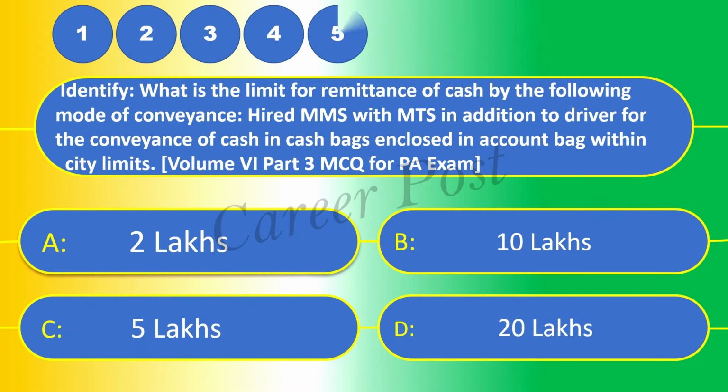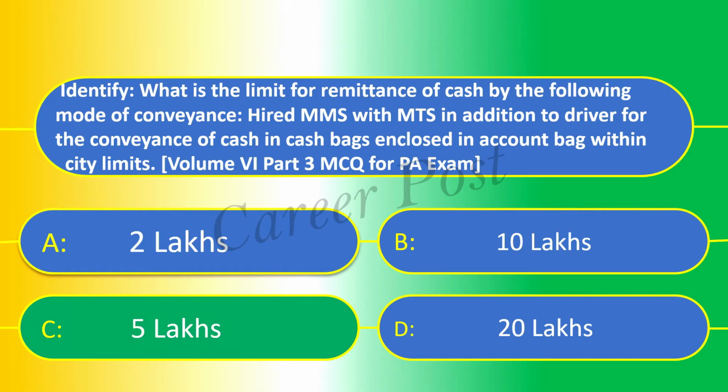Your time starts now. This is the new syllabus for volume 6 part 3. The answer is 5 lakhs. Earlier we have seen hired MMS outside the city limits is 2 lakhs. If it is within the city limits, if it is in city it is more, like HRA. If it is city it is more.